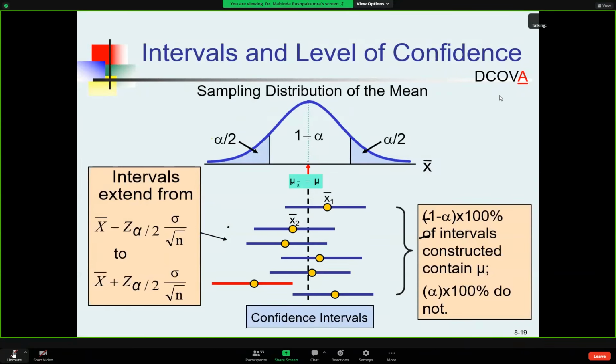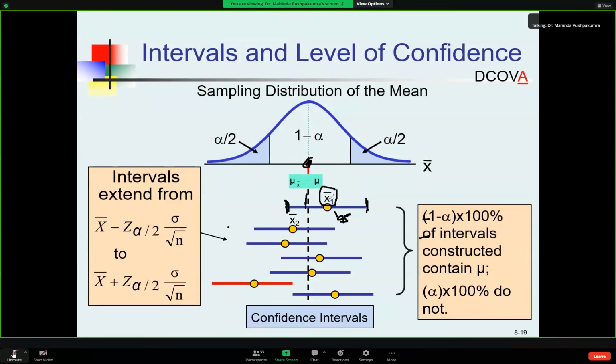Okay. Then the same thing we can explain here. It is something like this. Now let's say, as I explained, this is the population mean. Then you can select a sample. Then the sample mean is here. Like in our example, the sample mean is 95. Now, if you construct a confidence interval, this is the lower limit and this is the upper limit. Now you can see the population mean is within this range.